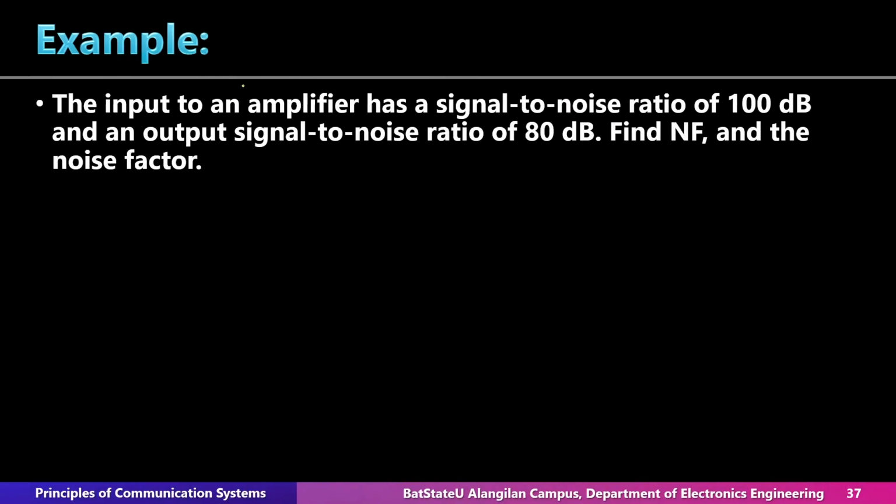Next, the input to an amplifier has a signal-to-noise ratio of 100 dB and an output signal-to-noise ratio of 80 dB. Find the noise figure and the noise factor. So, earlier, our signal-to-noise ratio was given as a ratio. But this time, they are given in dB. So, if it's in dB, what do we do? Do we still convert it to noise factor to get the noise figure?